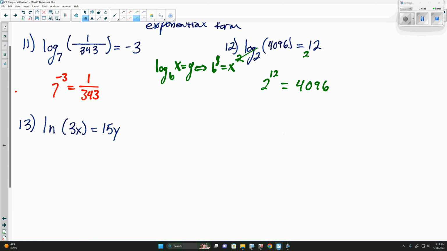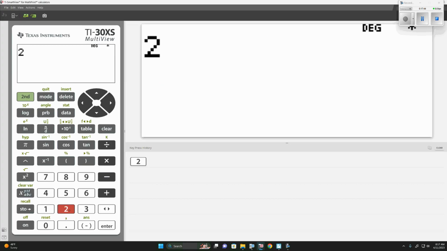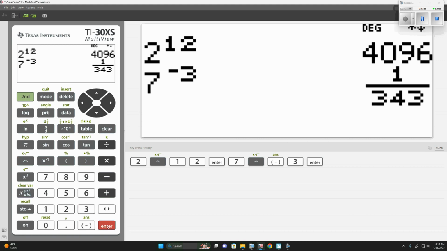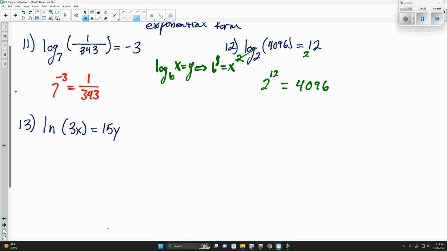Now the nice thing with any of these here is that we could actually check them mathematically. So for number 12, 2 to the 12th is 4,096. It is a true statement. 7 to the negative third is 1 over 343. So for both of these here, we could plug them in and check to make sure that they do work. So especially with the numbers, we can make sure that they work.